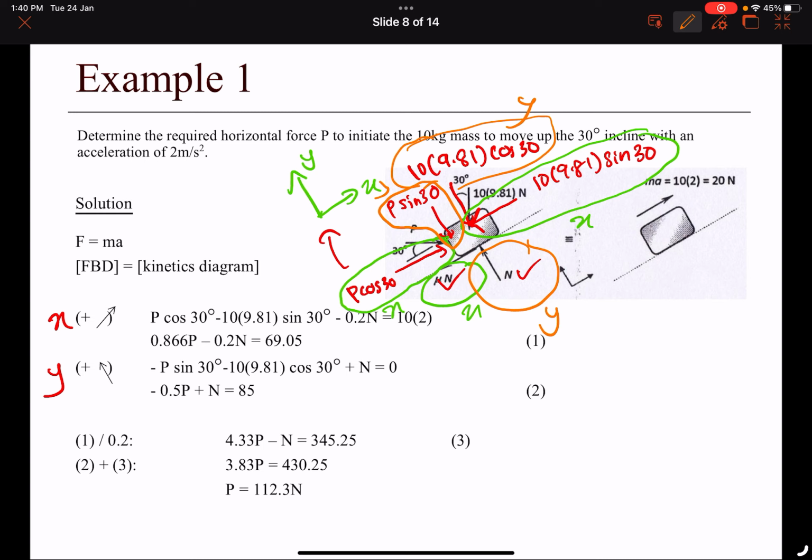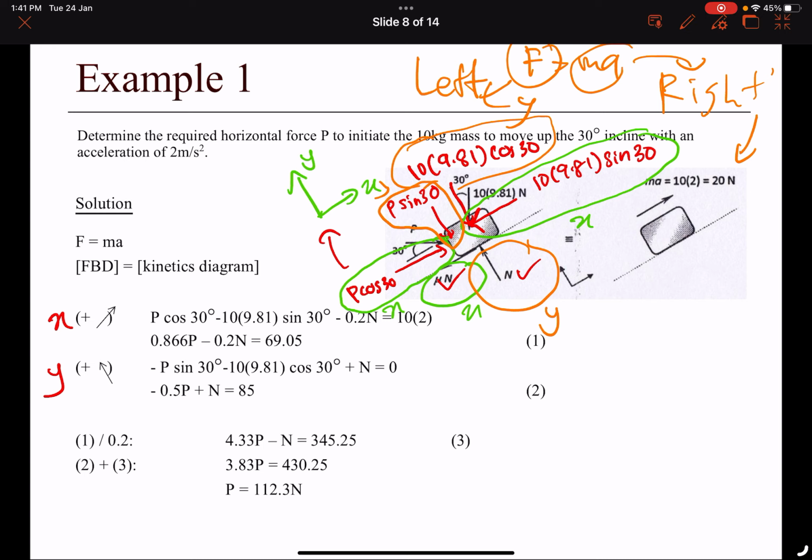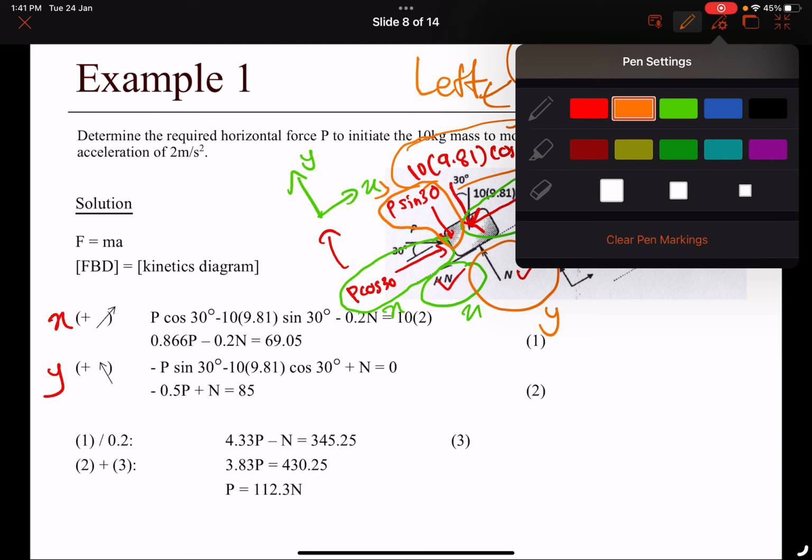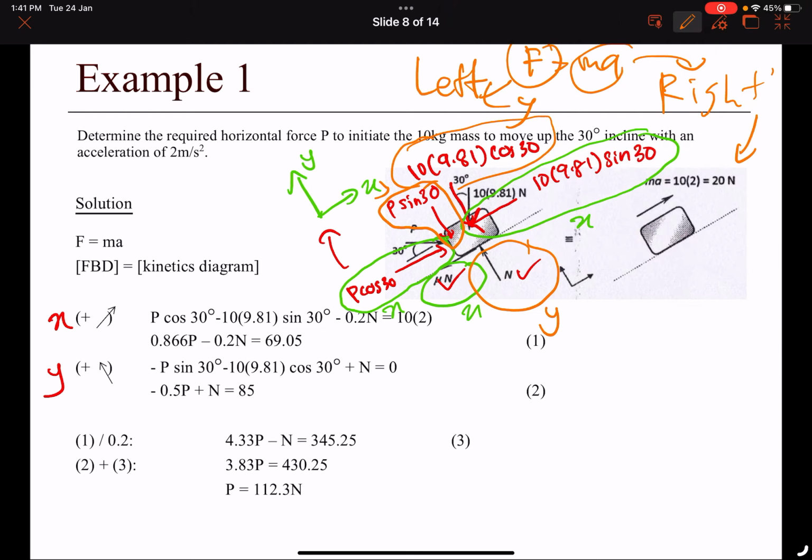Okay, this is the left part, and the right part is F equal to ma. So left is F, ma is right. You have to look at this rigid body or its movement. At this part, you only have one component, which is the x component only. So the y component is equal to 0.